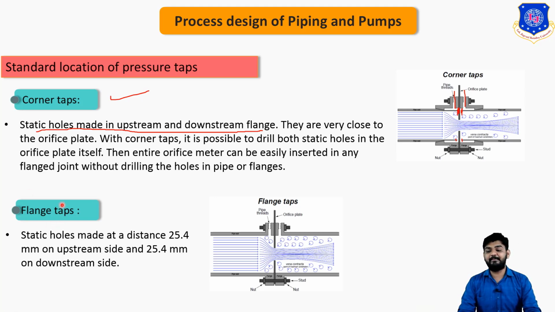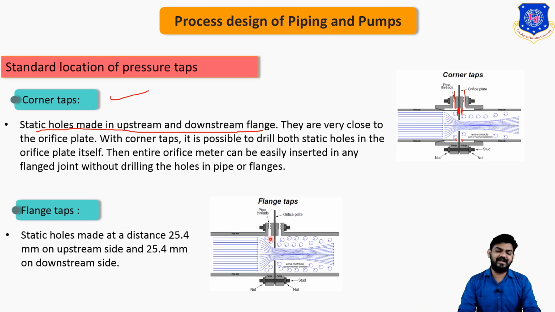Now the second tapping is the flange tapping, in which we provide tapping inside the flange. You can see here this is the flange and we have provided tapping in this particular flange itself, right? So that we can measure the pressure drop in our flowing system. So basically we have to drill a static hole at a distance of 25.4 mm on the upstream side and 25.4 mm on the downstream side. That is 1 inch, right?